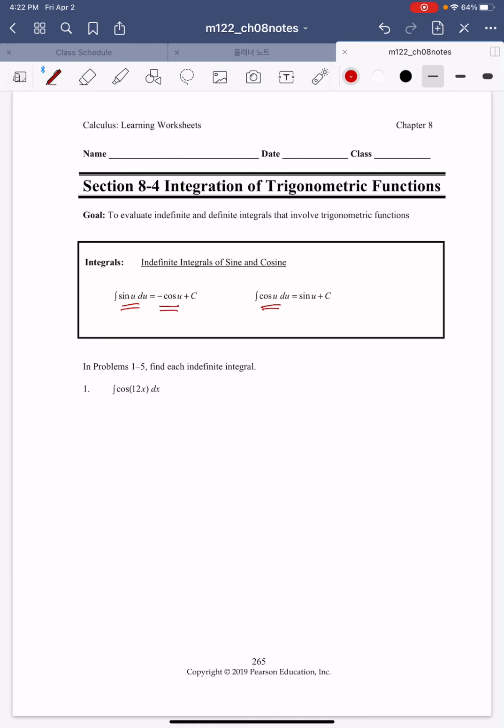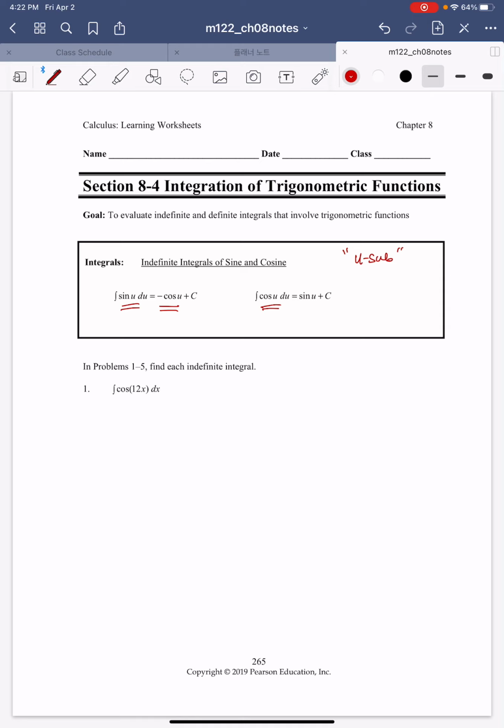Antiderivative of a cosine will be positive sine. So it's the exact opposite of derivative. So same thing, u substitution also holds here, so you can apply u substitution as well. So let's begin with number 1.